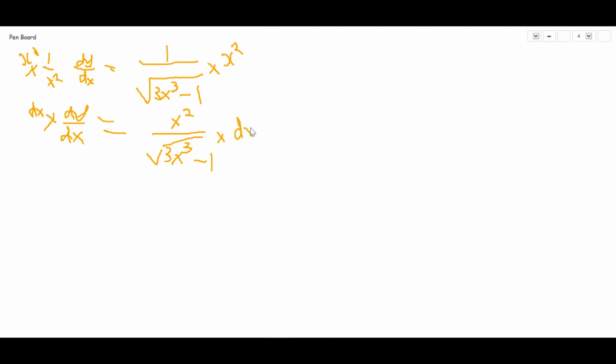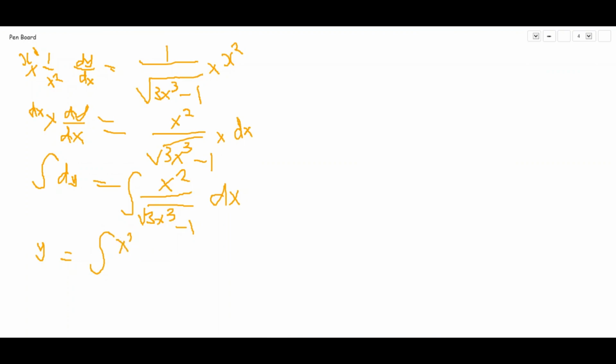Why are we multiplying by dx? Because this side is composed of x. So now we cannot bring dy here, because we would not be able to derive. Then dy is equal to x squared over root of 3x cube minus 1, then dx. Then we have to do what? Direct integration.